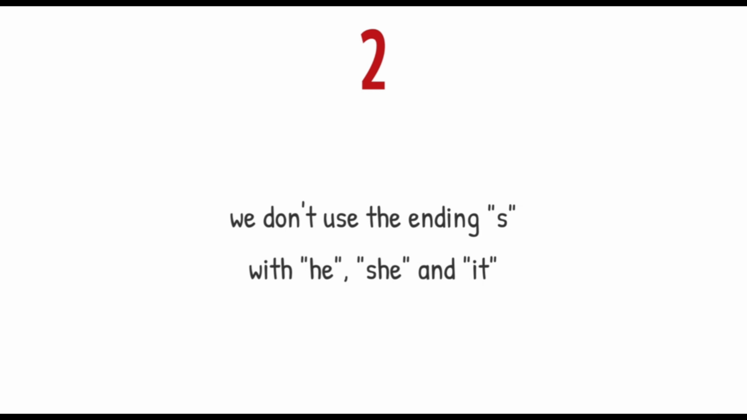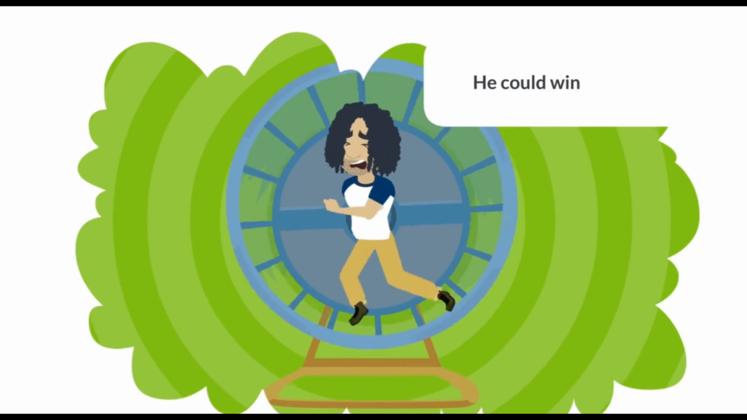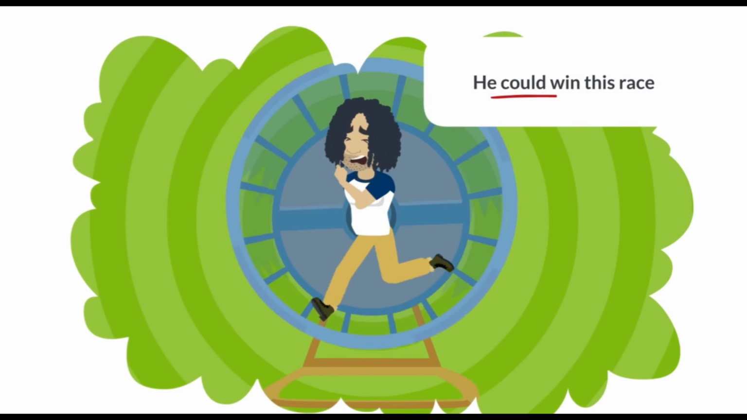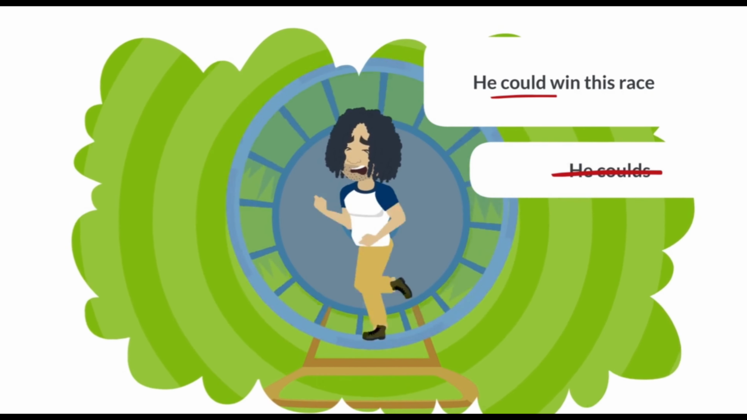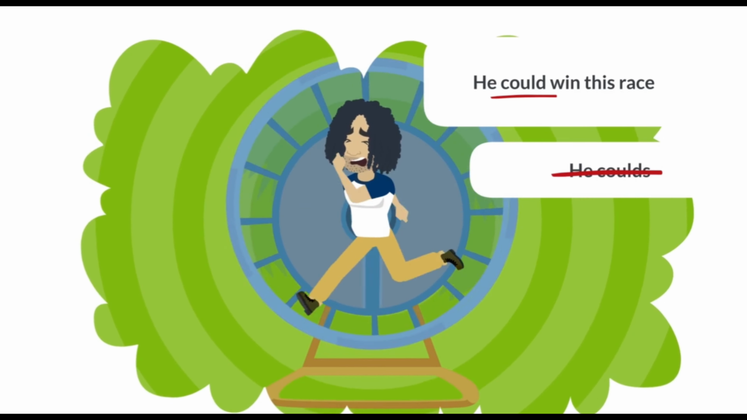2. We do not use the ending s when we have the subject he, she, or it. For example, he could win this race. He coulds would be wrong. No s with modal verbs.